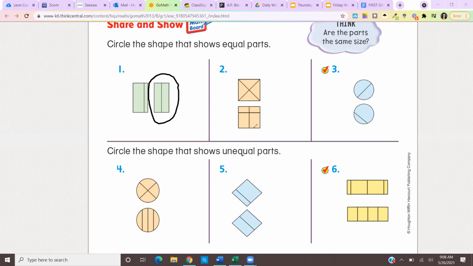Let's look at number 2. Once again, we have two squares that they have broken into other shapes. Is this first square, does it show us equal parts? Yes, it does. So we're going to circle that square. What about this square for number 2? Does it show equal parts? Are all parts of the shape the same size? No, so we don't need to circle that one either.